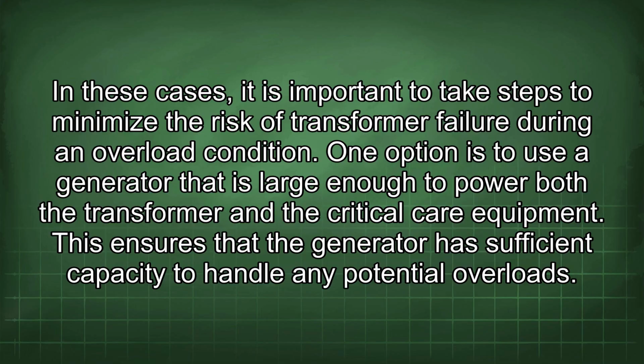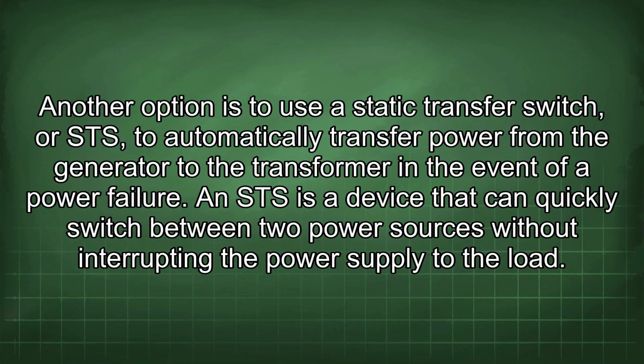In these cases, it is important to take steps to minimize the risk of transformer failure during an overload condition. One option is to use a generator that is large enough to power both the transformer and the critical care equipment. This ensures that the generator has sufficient capacity to handle any potential overloads. Another option is to use a static transfer switch, or STS, to automatically transfer power from the generator to the transformer in the event of a power failure.